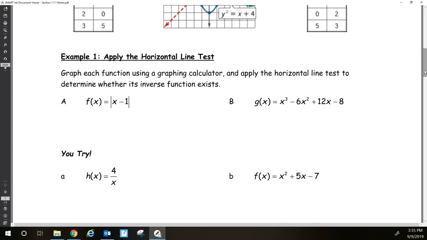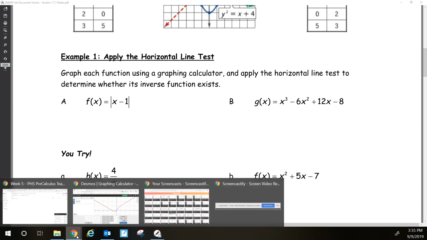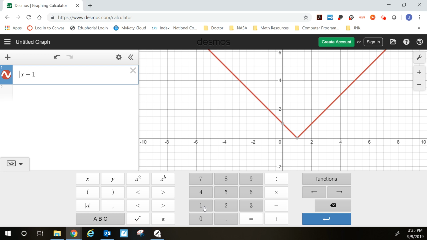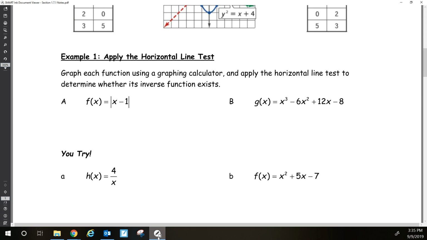Now we want to graph these things. Our first one is the graph of absolute value of x minus 1. So coming back over here to Desmos, getting rid of this calculus problem. Here's absolute value of x minus 1. Will this guy pass the horizontal line test? Well, we see it's a V shape, which is kind of what we expected from an absolute value. Does this guy pass the horizontal line test? No, it does not, which means this function f of x does not have an inverse.